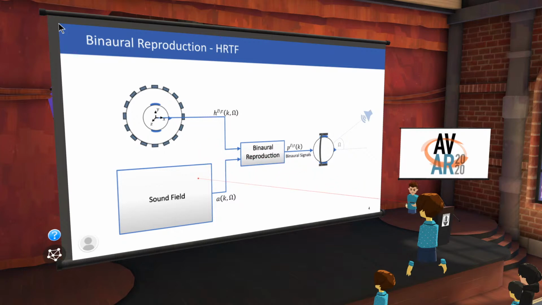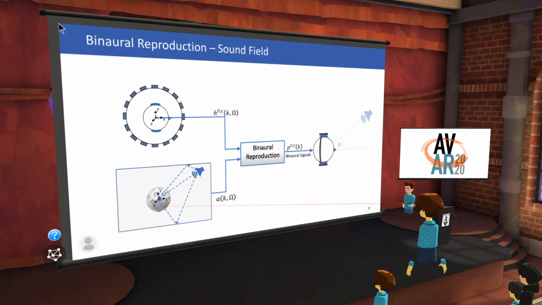The spatial sound field, which can be measured using some microphone array or can be simulated in a room, we represent using what we call the plane-wave density function A, which is also a function of frequency and direction, and it encodes the directionality of the sound field. So if we want to have this virtual listener inside this room, we need the HRTF, and the point where we are measuring the sound field must be aligned with the same coordinate system. This is important to note here.